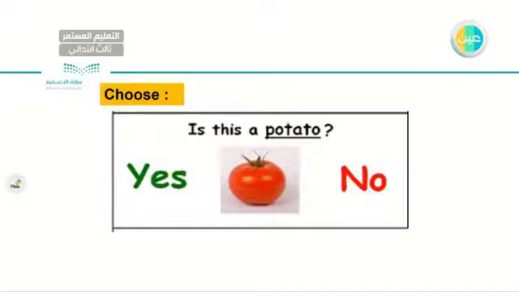If I ask you this question, is this a potato? If we form a question like this, most probably the answer will be yes or no. If I ask you, does it look like a potato, my dear student? Is this a potato? No, because we all know this is a tomato. Very good. Let's go to the next one.